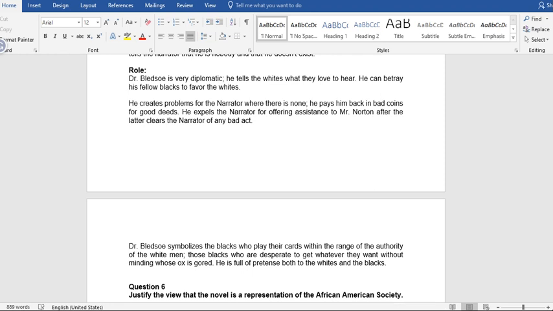Role. Dr. Bledsoe is very diplomatic. He tells the whites what they love to hear. He can betray his fellow blacks to favor the whites. He creates problems for the narrator where there is none. He pays him back in bad coins for good deeds. He expects the narrator to be punished for offering assistance to Mr. Norton, after the latter clears the narrator of any bad act.